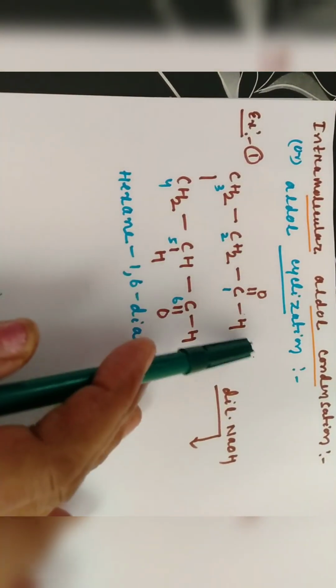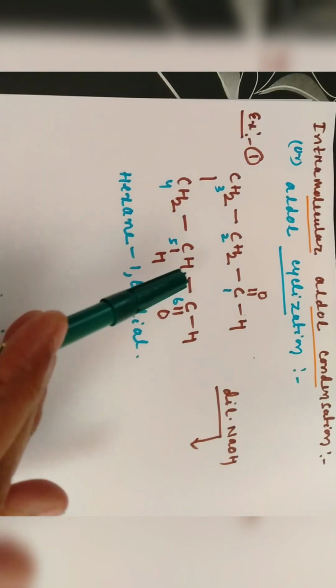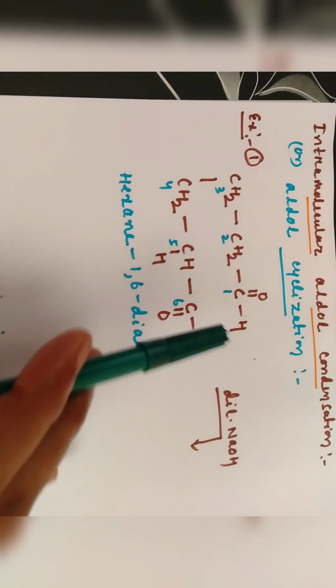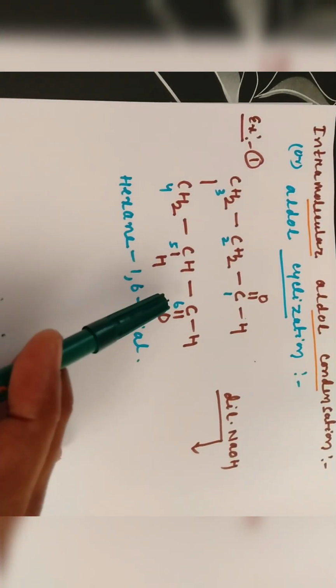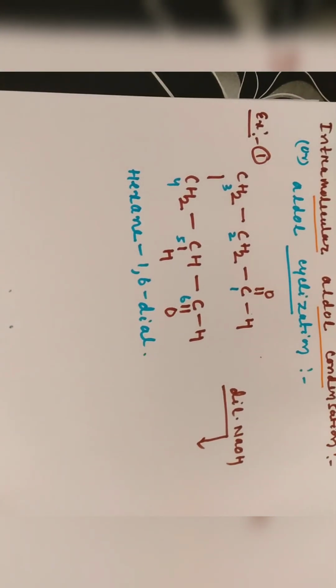And aldol cyclization means after condensation it will form a 5 or 6 membered ring, due to which you will get a cyclic product. That is why it is known as your aldol cyclization. Now let us see what the mechanism is, how the cyclic product will be formed. See here.